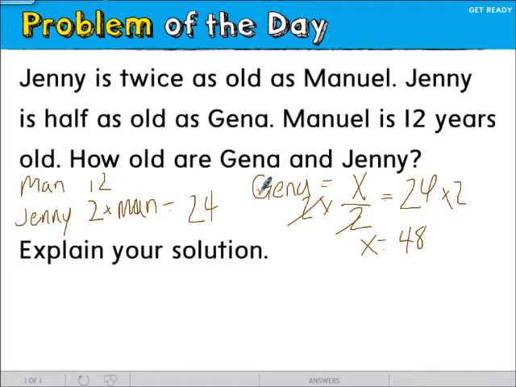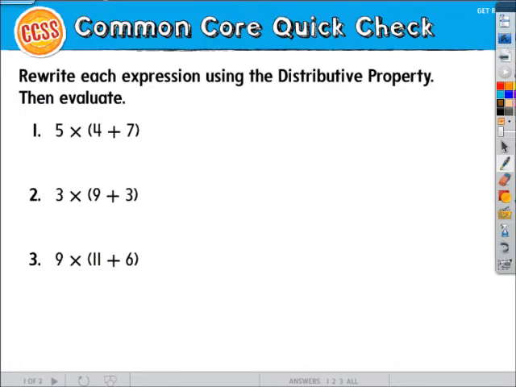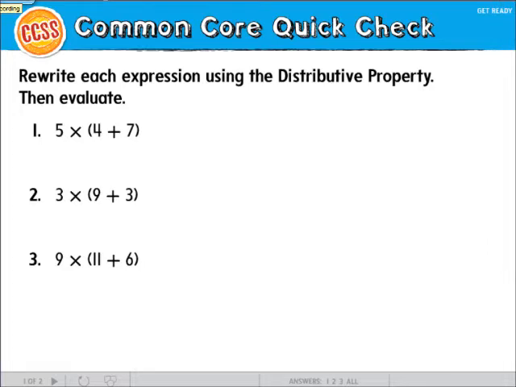We're going to explain our solution. Manuel is 12, Jenny is 24, and Gina is 48. All right. Moving on. Okay, on your whiteboards in front of you, you're going to do the following 3 problems. Get busy.